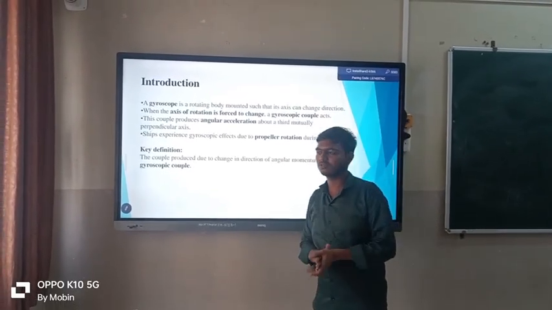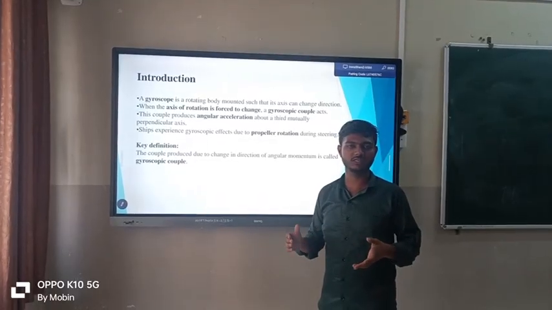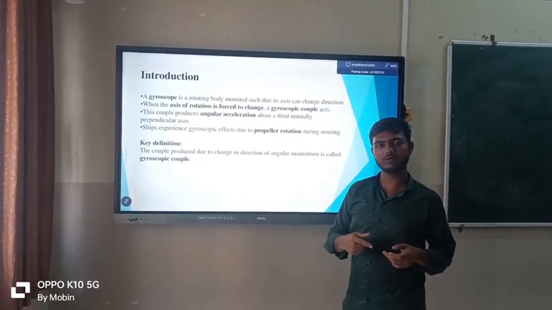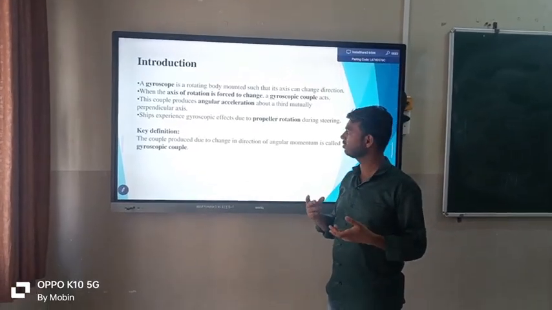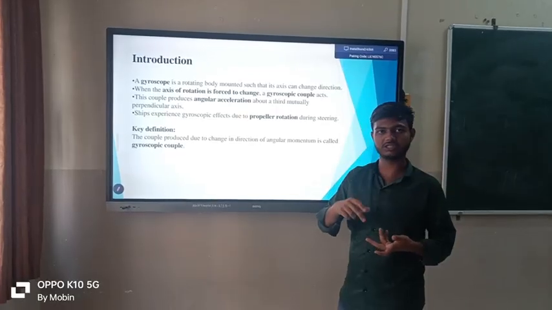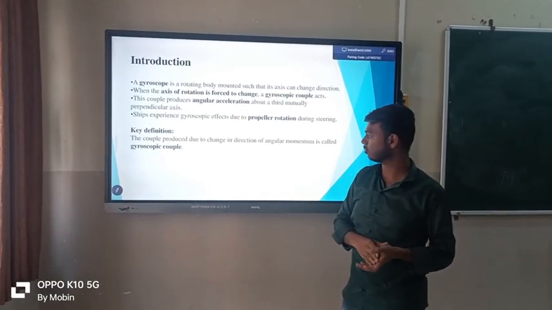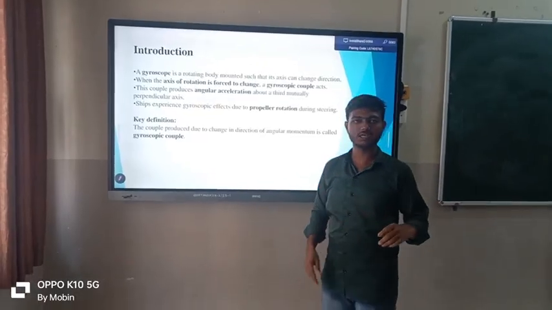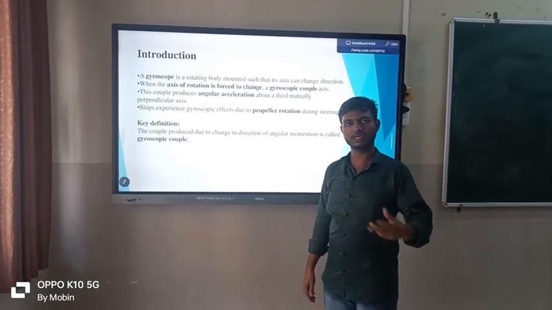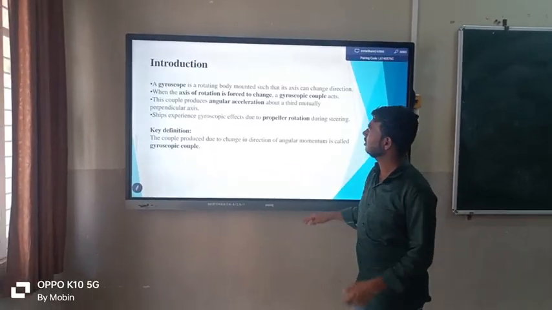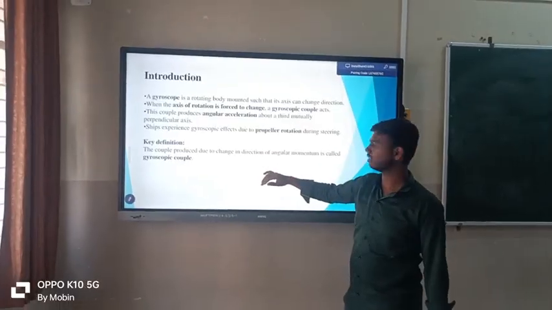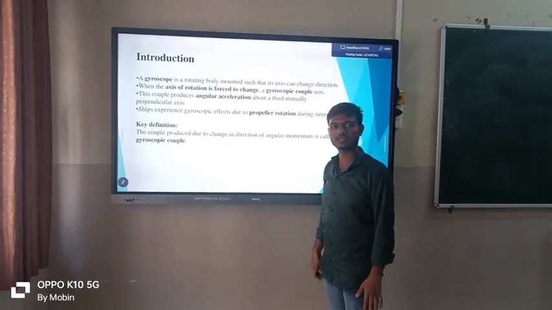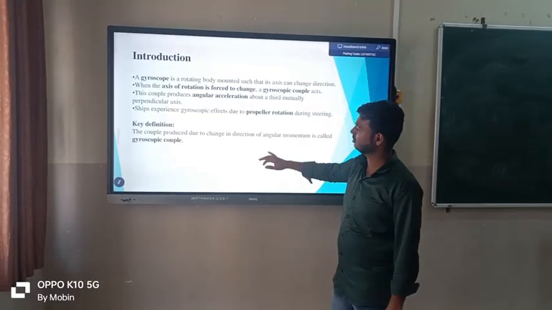What does it mean? When there are three axes, x-axis, y-axis and z-axis, the spinning body is on the x-axis and it is rotated about the axis of precession, the y-axis. At that time, a gyroscopic couple acts at the z-axis, the third axis. The couple acting along the third axis produces angular acceleration, which is called gyroscopic acceleration.